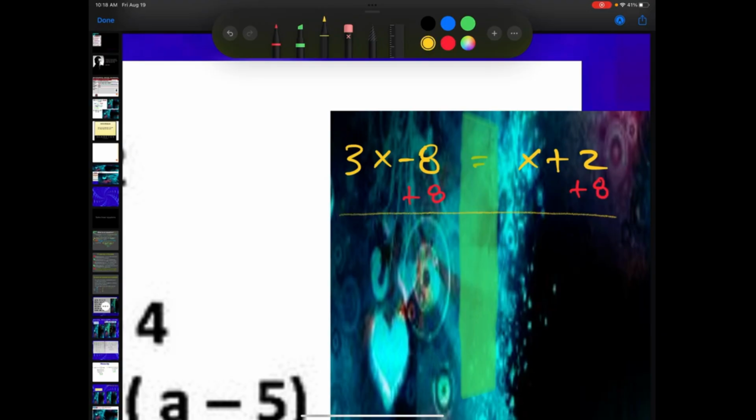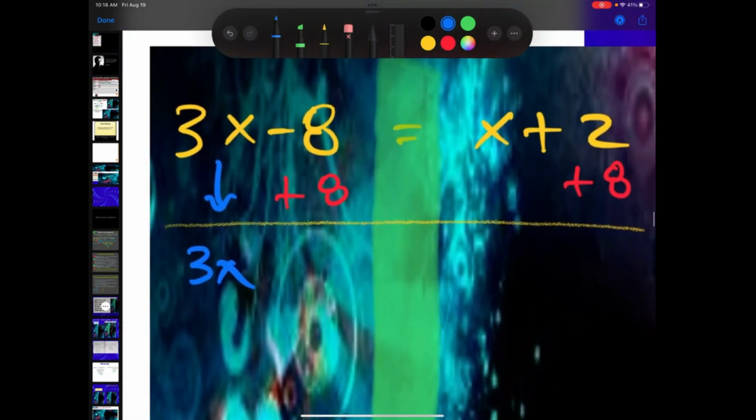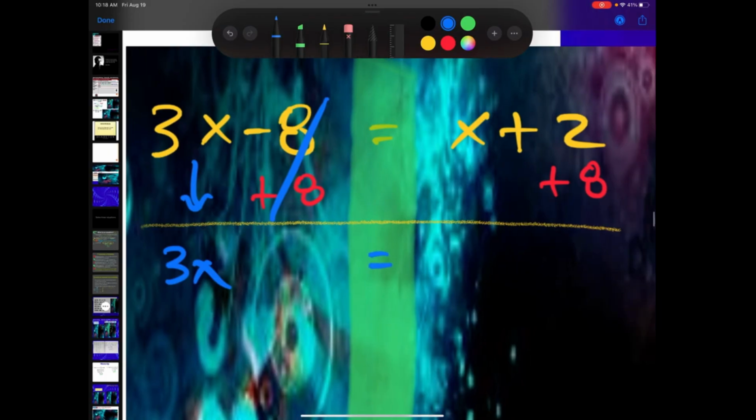Okay, now we're just going to go down. Gravity is down. This one goes down. 3x. Class, what's -8 plus 8? 0. I don't have to write it. In this case, canceling equals 0. What do I do with the x? Down. 2 plus 8. 10.